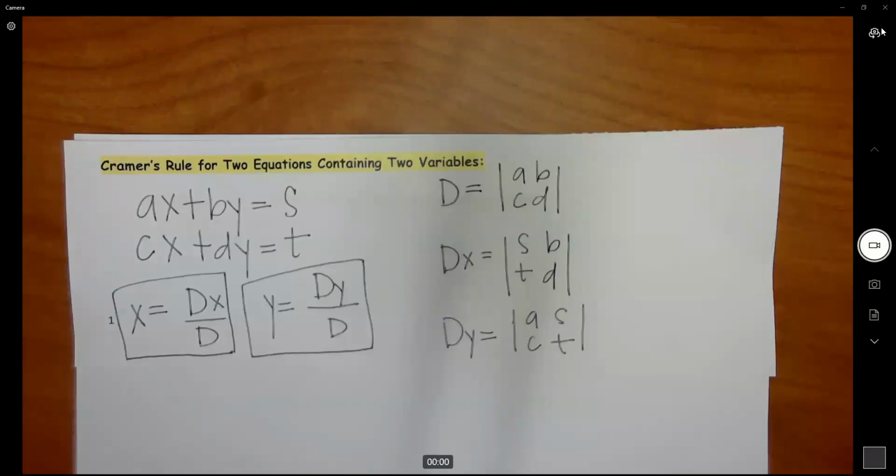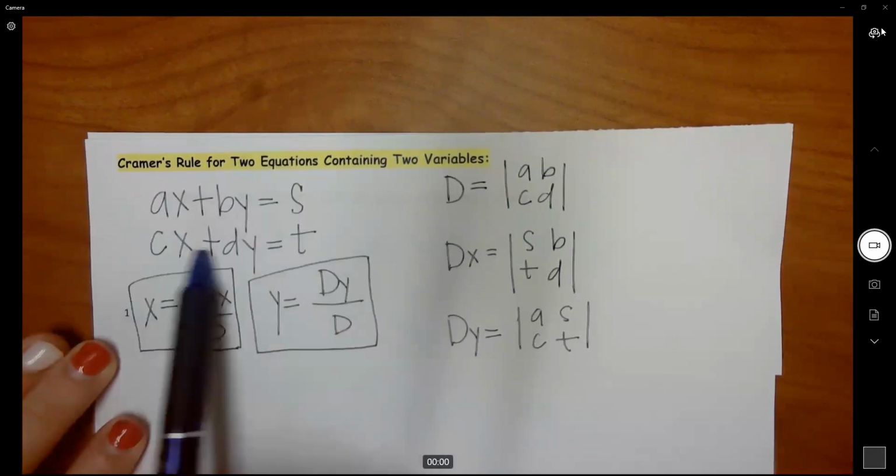Now that we know how to solve 2 by 2 determinants, let's apply that and use Cramer's rule. So we have Cramer's rule for 2 equations containing 2 variables. Take a moment to pause this or listen to the explanation, then pause, then write. But you need to pause the video to make sure you write this down.